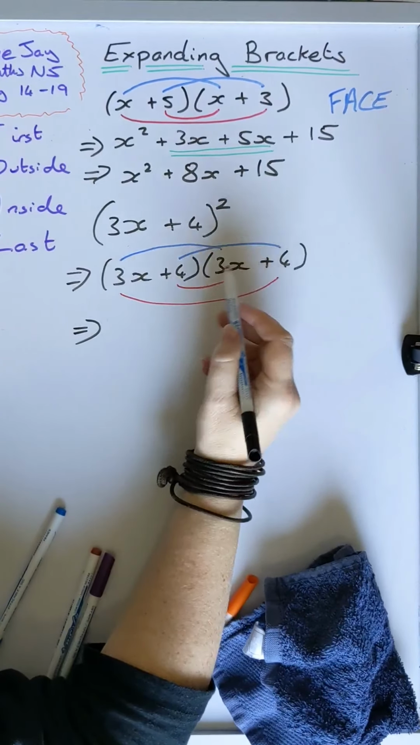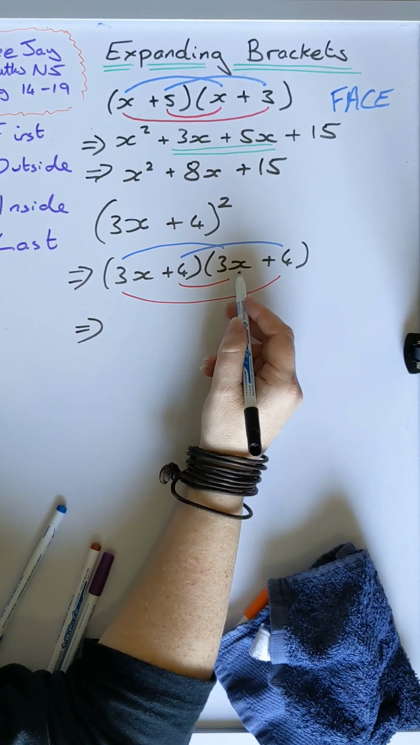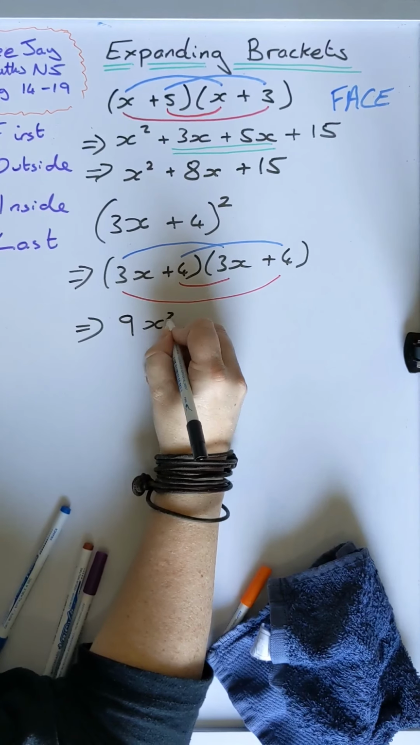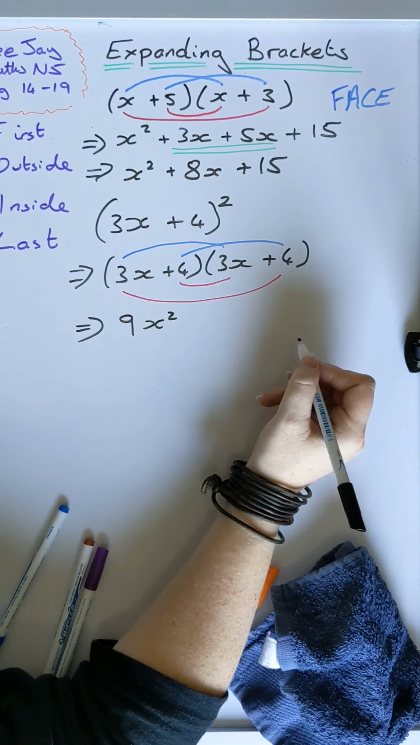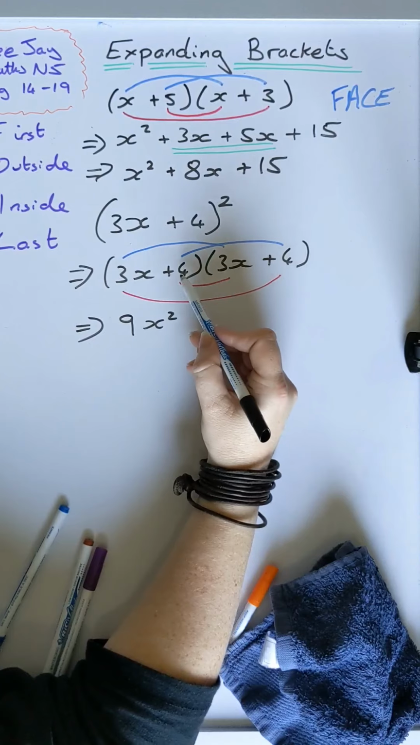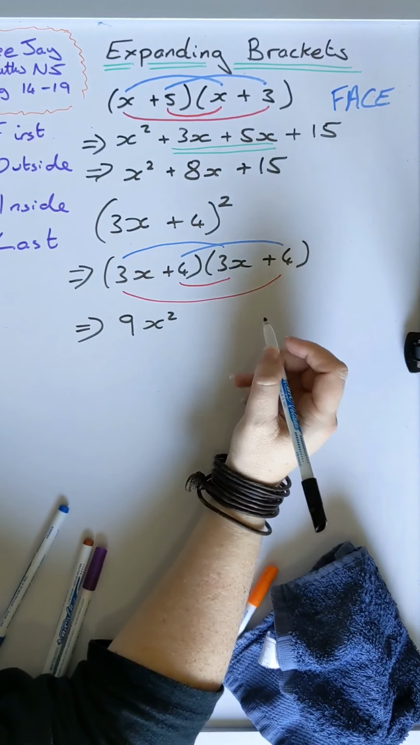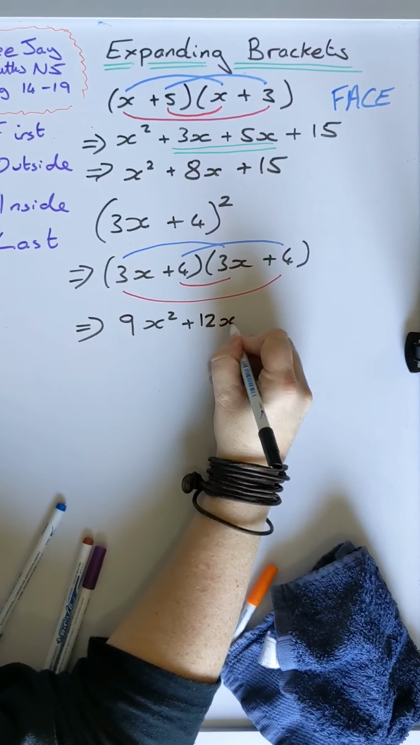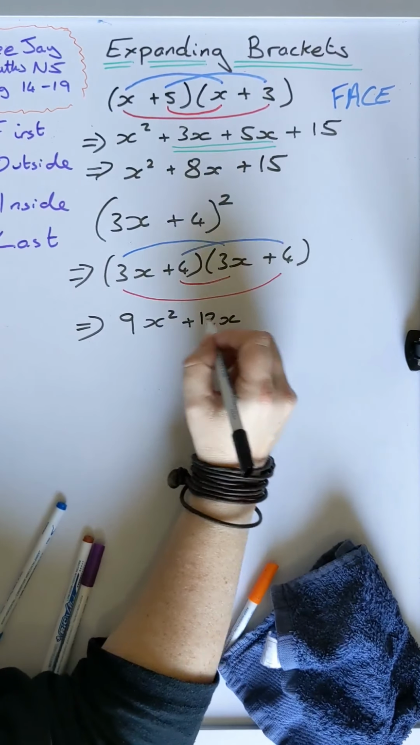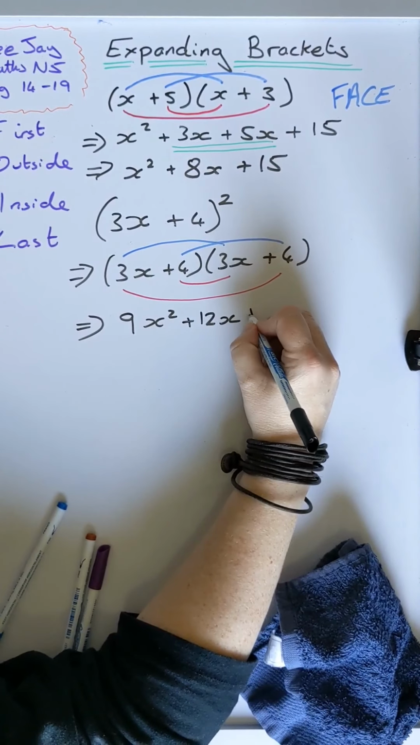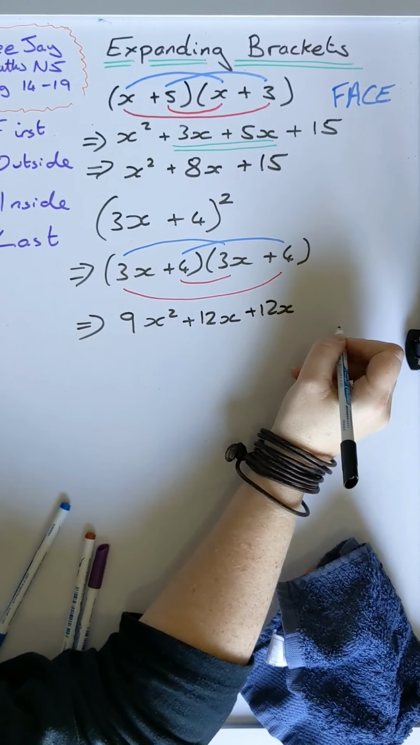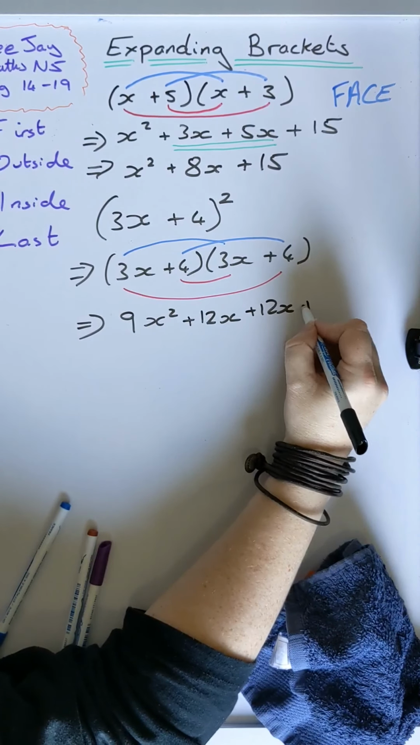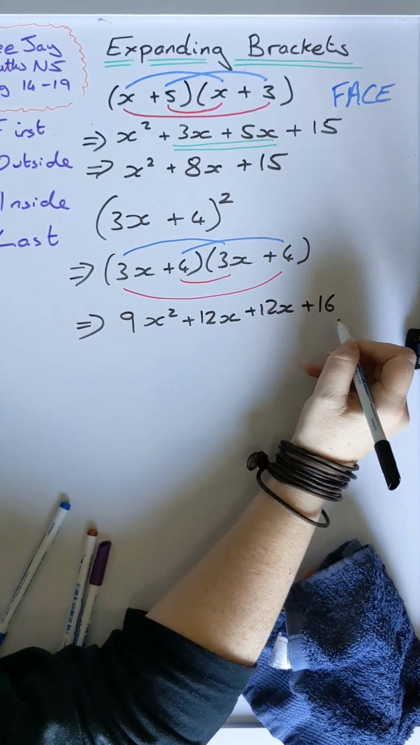So starting with the first eyebrow, 3x times 3x. Well, 3 times 3 is 9, and x times x is x squared. Nose, 4 times 3x. 4 times 3 is 12. So I've got plus 12x. Mouth, 4 times 3x. So I've got another 12x. And then finally, 4 times 4 for my other eyebrow is 16.